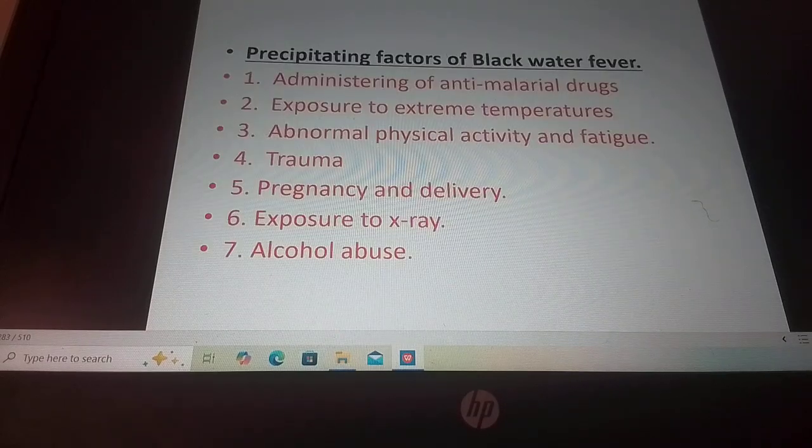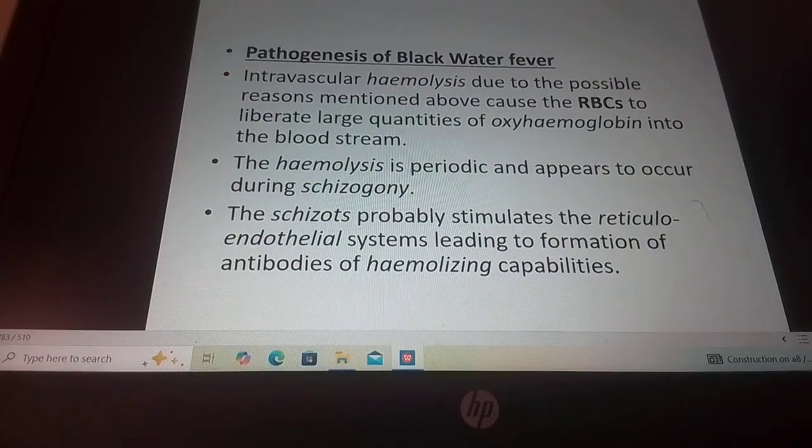So the precipitating factors to black water fever are administering of antimalarial drugs, exposure to extreme temperatures, and then abnormal physical activity and fatigue. We have trauma. So pregnancy and delivery is one of it, and that's what we are discussing here. So exposure to X-ray and alcohol abuse would be really dangerous.